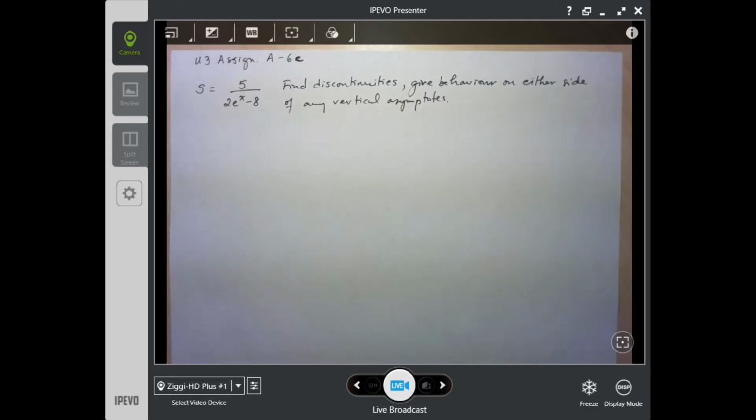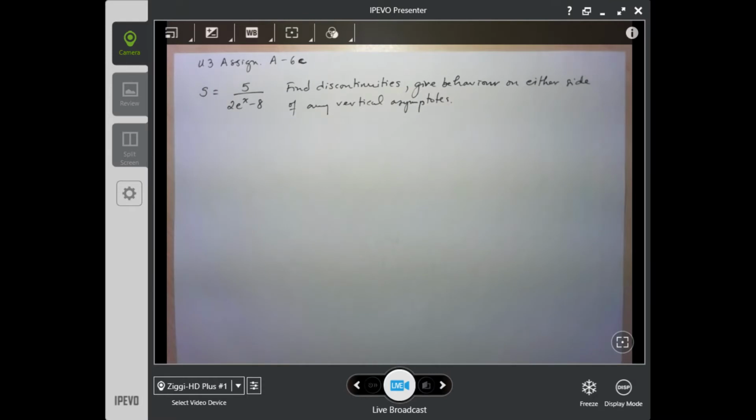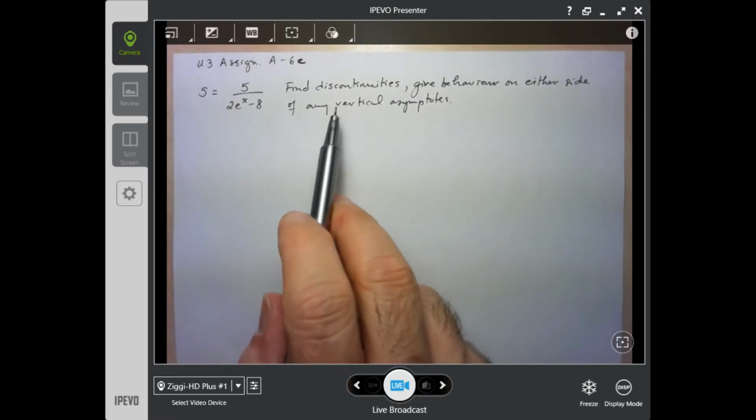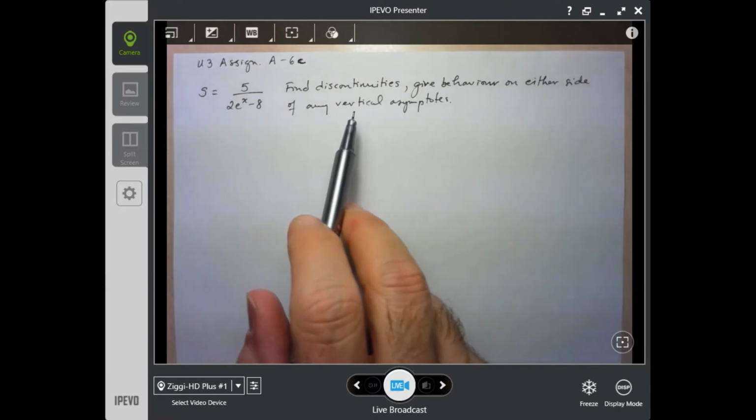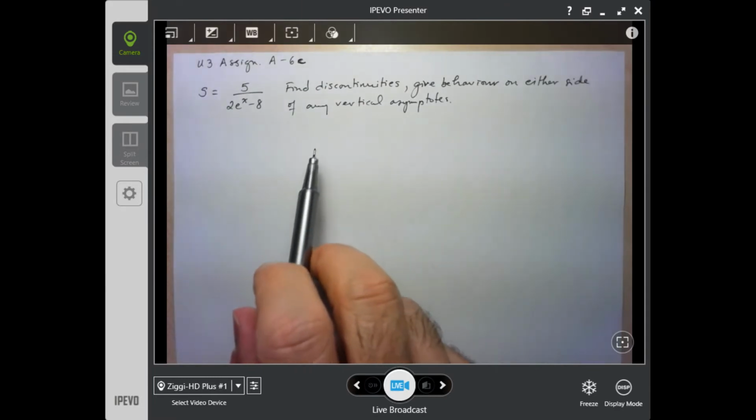Hi folks, we're going to take a look at number 6C from part A of the Unit 3 assignment. So here they give us this function and they want us to determine any discontinuities and if there's any vertical asymptotes, the behavior on either side of the asymptote.